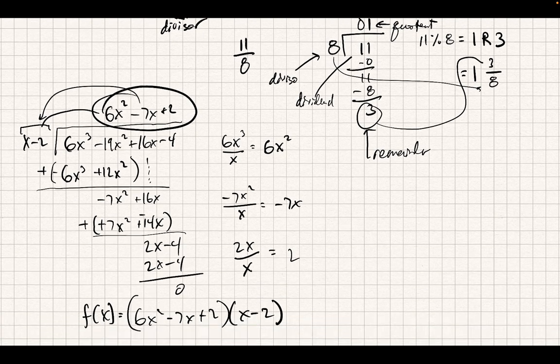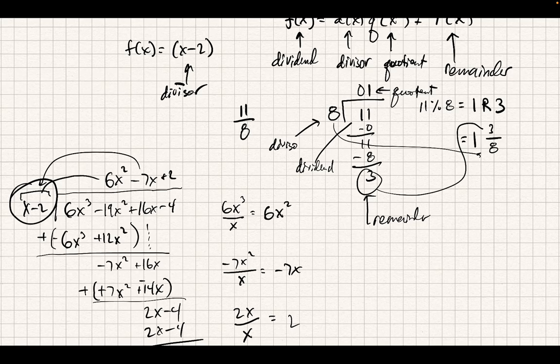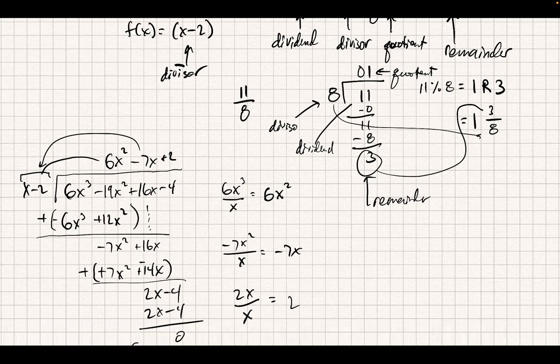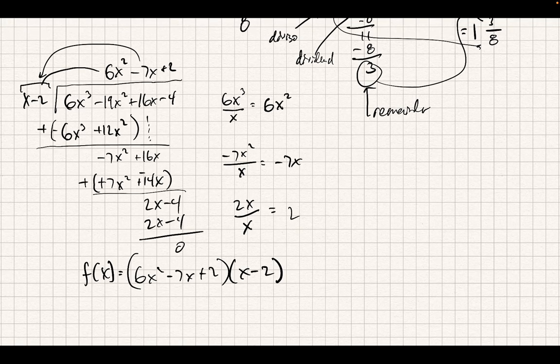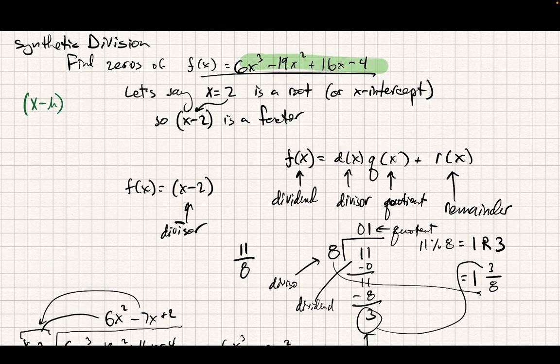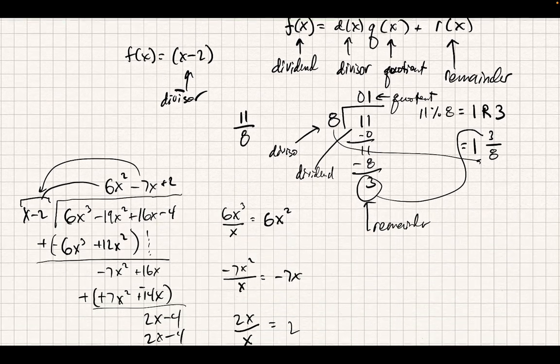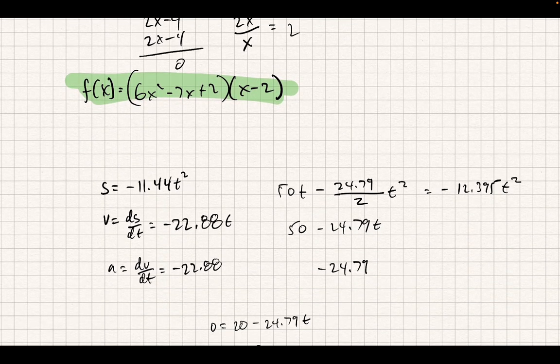Quotient. Times this part, which is called what? The divisor. The thing that divides is the divisor. This times this is our original function. So this is our updated function that's factored now, but this is equivalent to our original f of x. So we've taken the first step toward factoring.